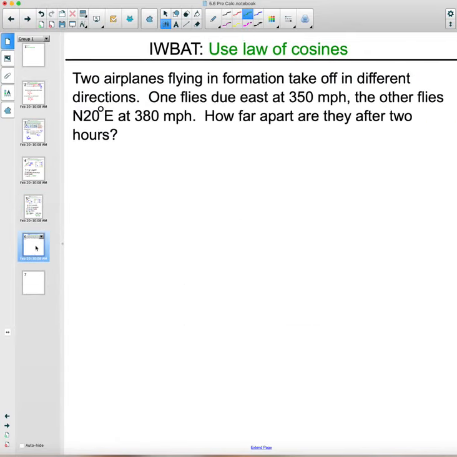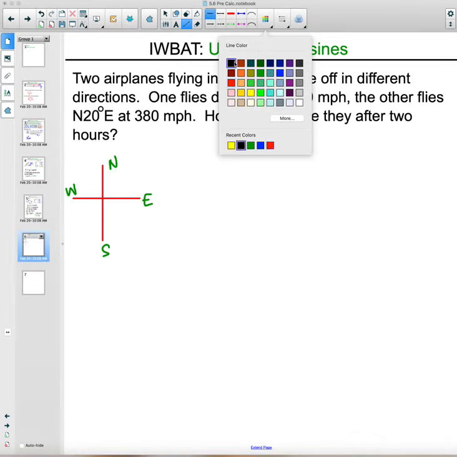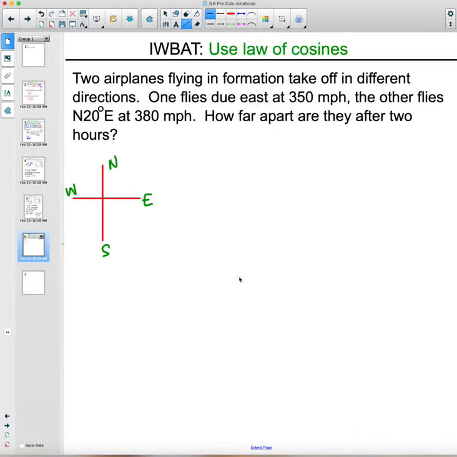All right, then let's take a look at one word problem. So we've got two airplanes flying in formation, taking off in different directions. One flies due east, meaning directly to the right. So you've got north, south, east, and west. Okay, so we have this plane and it's taking off. It's going to fly due east at 350 miles per hour.